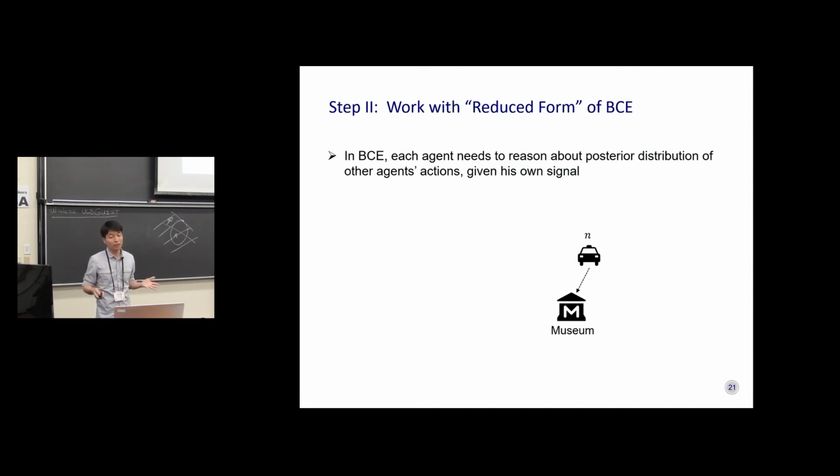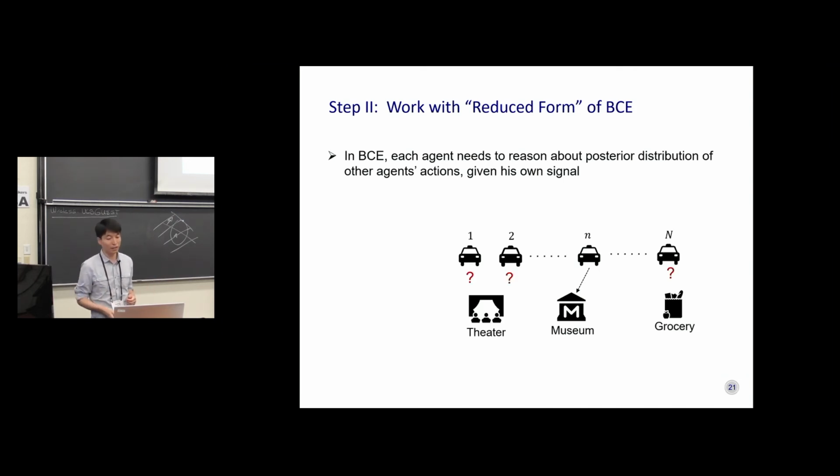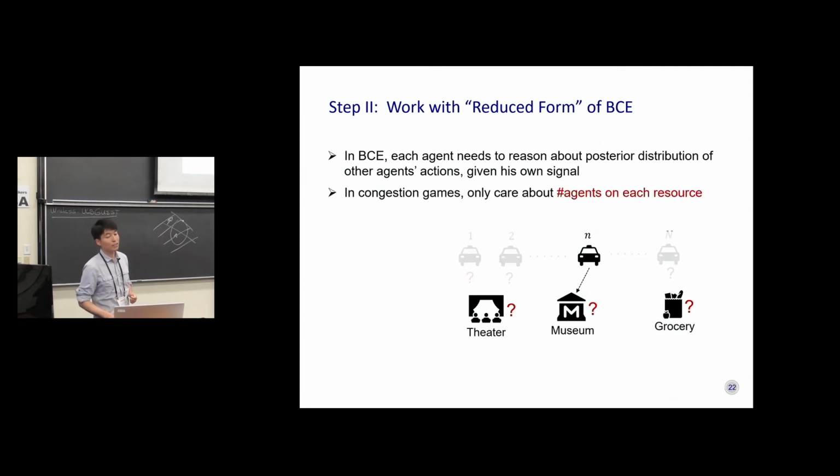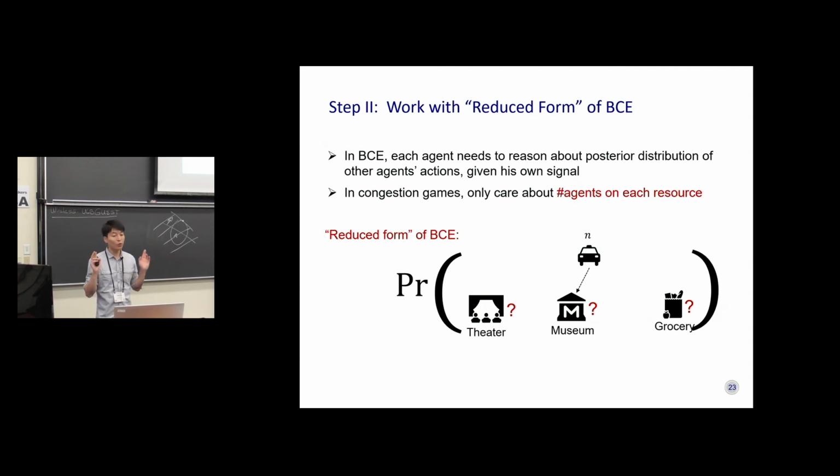And fortunately, it turns out that in congestion games, we only need to care about the number of agents at each location, because that's the only thing affecting the agent's utility. And therefore, our reduced form is basically the joint probability of the congestion at every location, jointly with the assignment of some agent n to the resource k, plus the random state of nature theta.